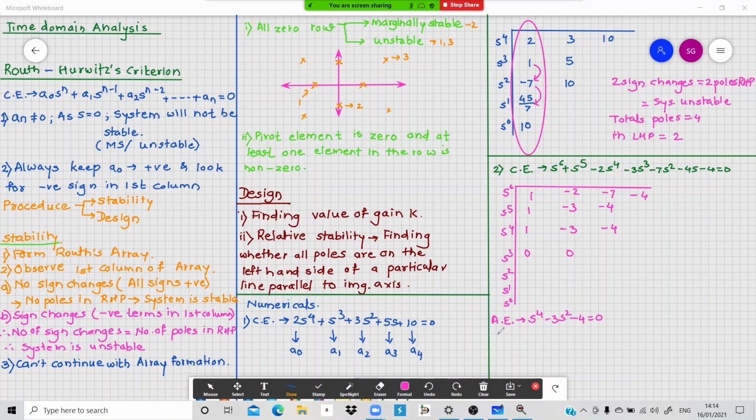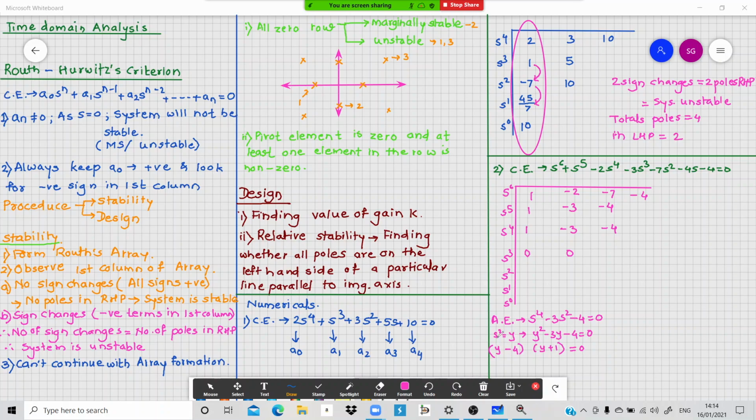So if I put s square equal to y for the time being, it will become easy for us to solve. So it will become y square minus 3y minus 4 equal to 0. So what will be the factors? Minus 4 and plus 1. So y square, y minus 4 and y plus 1, so it will be minus 3 and minus 4 equal to 0.